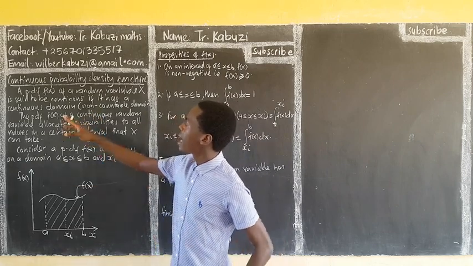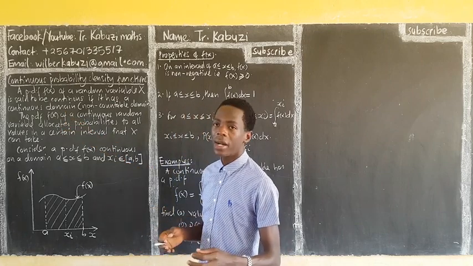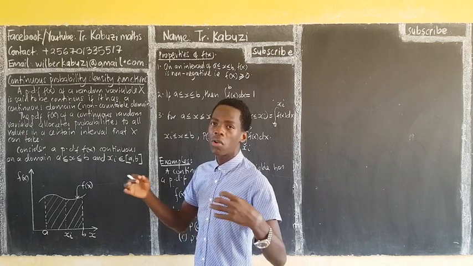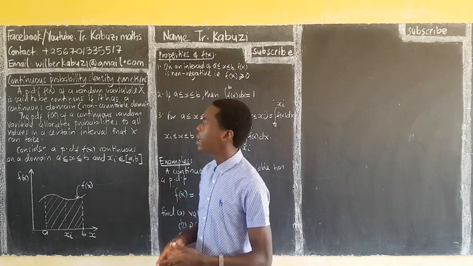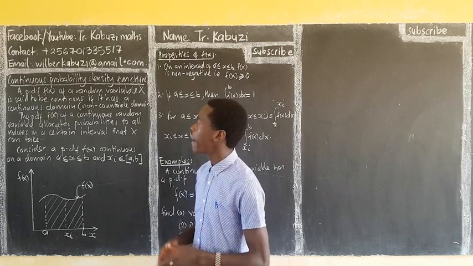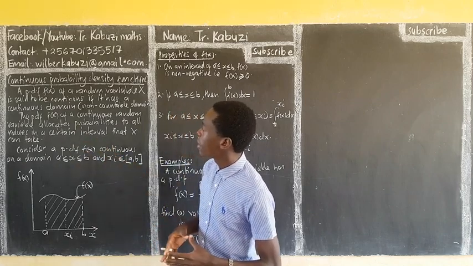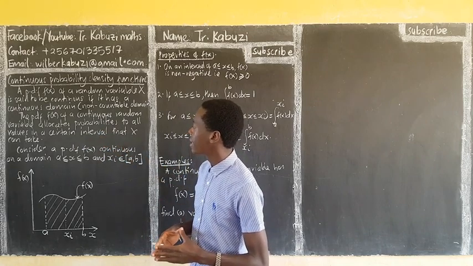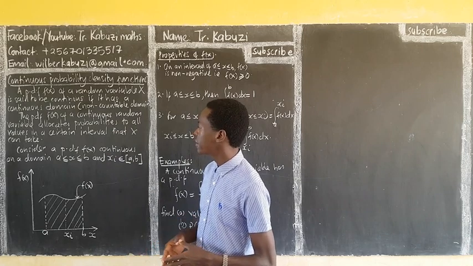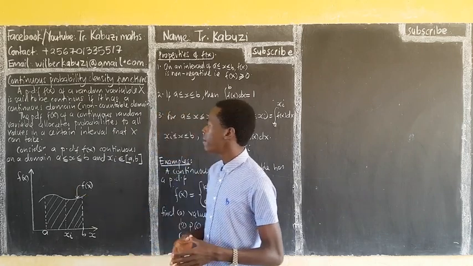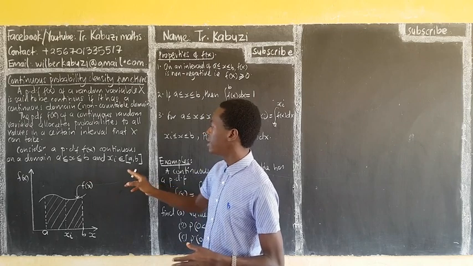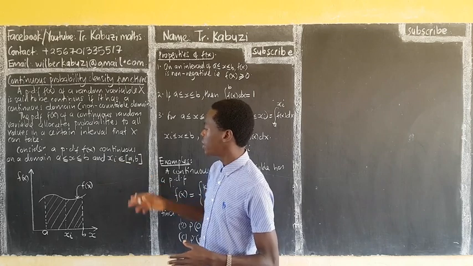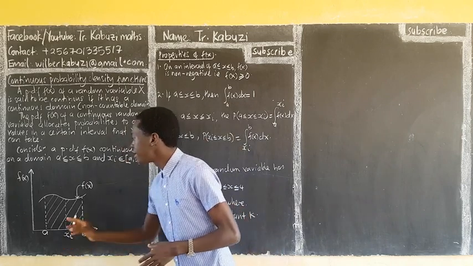So if it has a continuous domain, here the domain is continuous, so the probability can be from A to B. That's why we said the range is continuous. You can't count that domain because there are many values of x there. So the f of x for continuous random variables allocates probabilities to all values in a certain interval that x can take. Consider a PDF f of x continuous on a domain from A to B, and xi is in the interval. This means xi is in the interval A to B.